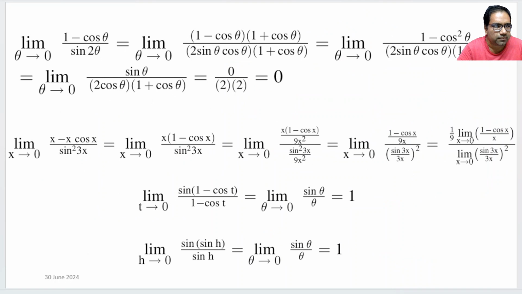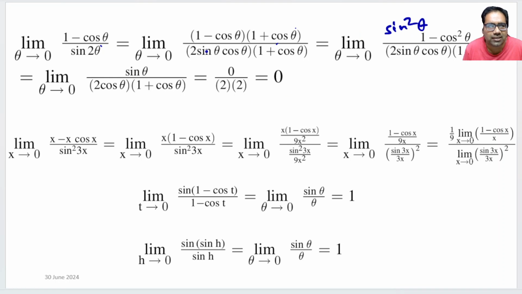Okay. In this case, 1 minus cos theta by sin 2 theta. So we don't have any theta here. Okay, we have to manufacture something here. What we'll do, 1 minus cos theta, we'll multiply this by 1 plus cos theta by 1 plus cos theta. Cos theta we are not so much worried about because cos theta is always 1. Why we are doing this? Because we want 1 minus cos square, which is equal to sin square theta. Right, this is equal to sin square theta.